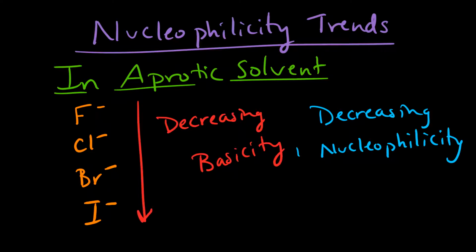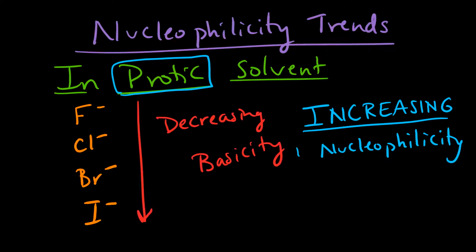Just a few more notes about the trends in nucleophilicity. In aprotic solvent, if you're going down a group, like the halogens, for example, you should recall that you have a decrease in basicity, and therefore you should also have a decrease in nucleophilicity. This trend changes, though, when you put those same halogens into a protic solvent. The basicity still is decreasing. However, the nucleophilicity is increasing when you're in the protic solvent.